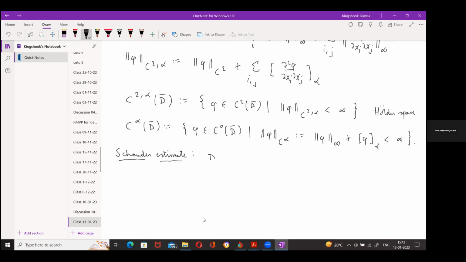So suppose D in Rn is a bounded domain with smooth boundary. And suppose you fix an alpha between 0 and 1. Okay.